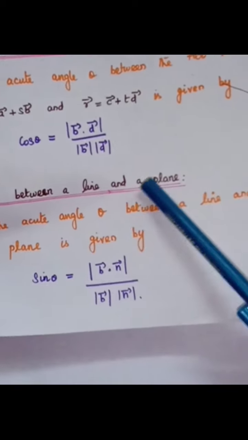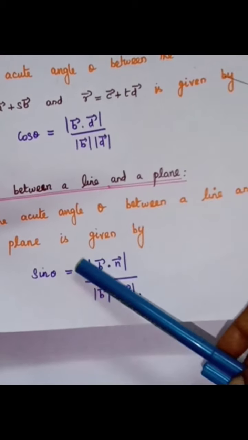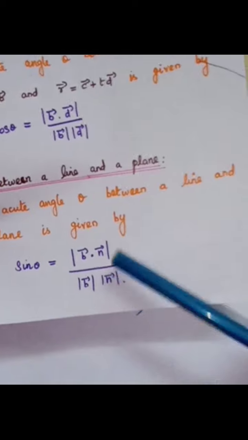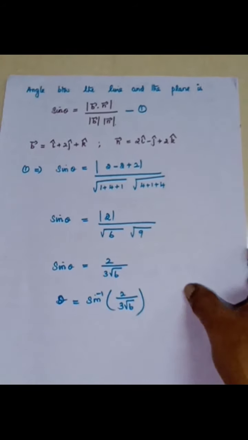And the angle between a line and the plane, you have to use the formula sin theta is equal to modulus of b vector dot n vector divided by modulus of b vector modulus of n vector.